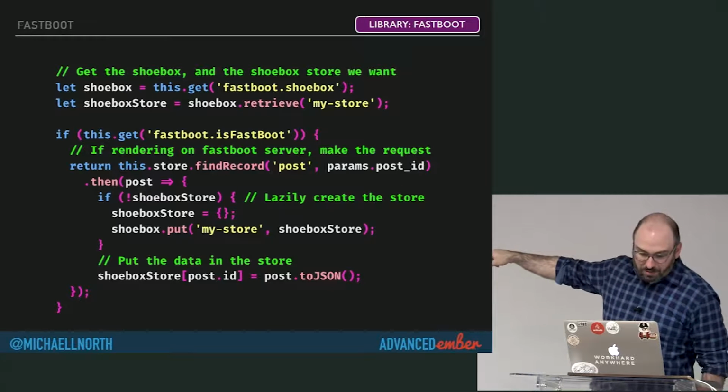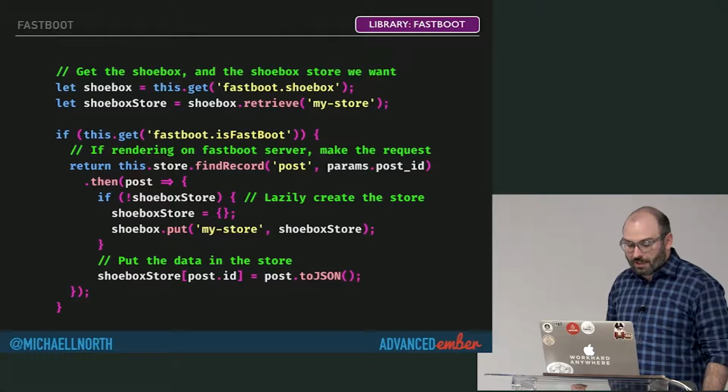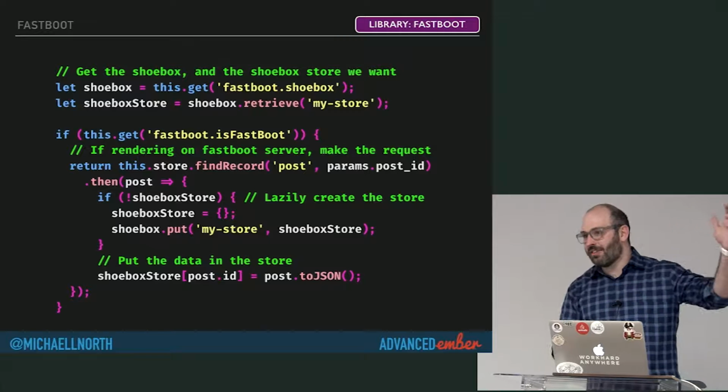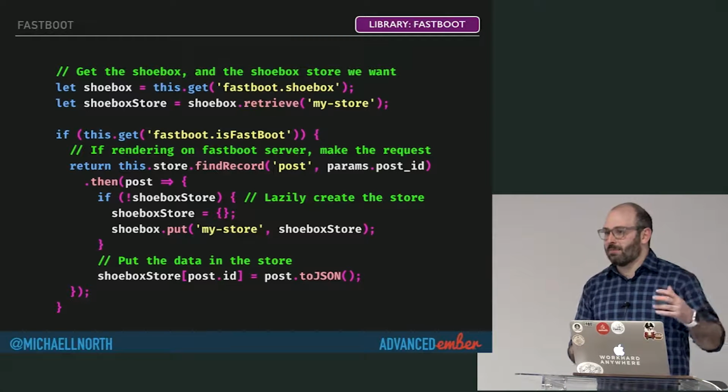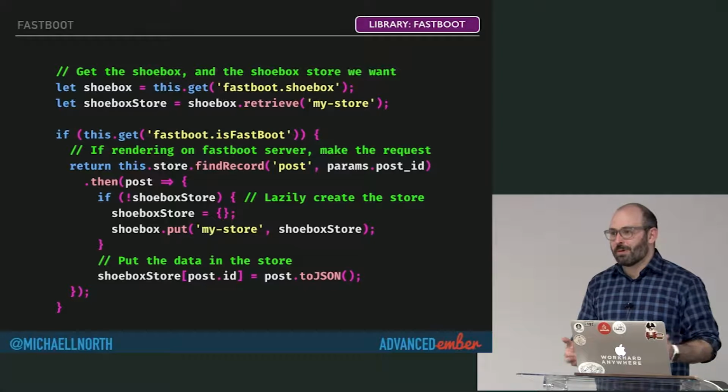Look at this last line of JavaScript here, the one that has post.toJSON on the right-hand side. You're just putting an object into another object. You're putting a value into an object. There's no listening here. There's no key value observable properties.